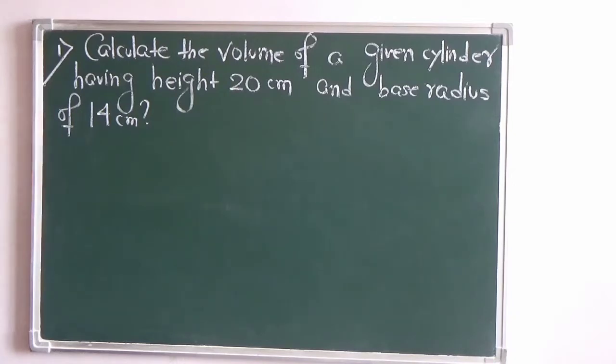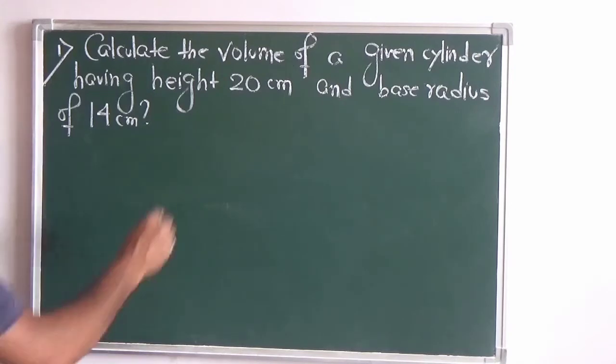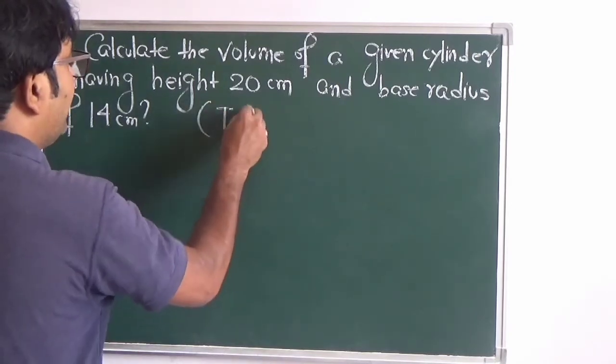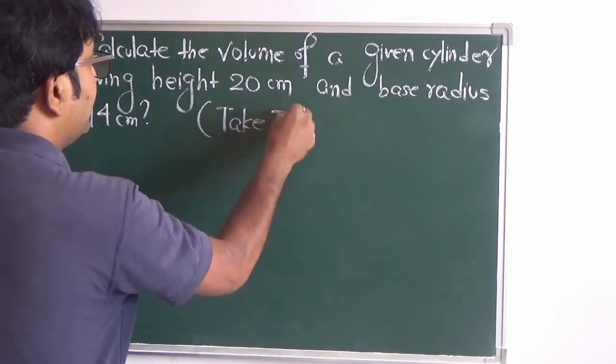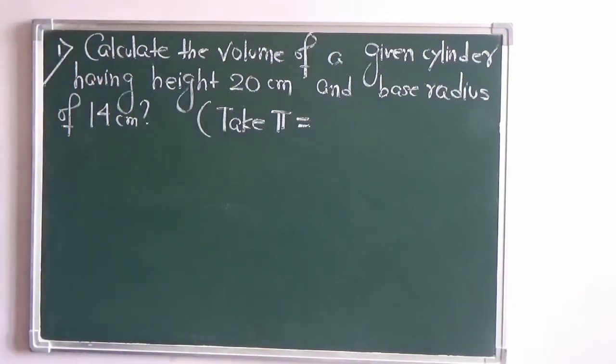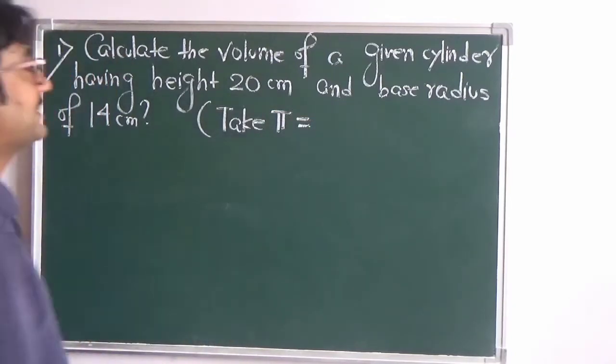Calculate the volume of a given cylinder having height 20 centimeter and base radius of 14 centimeter. Take the value of pi as 22/7.